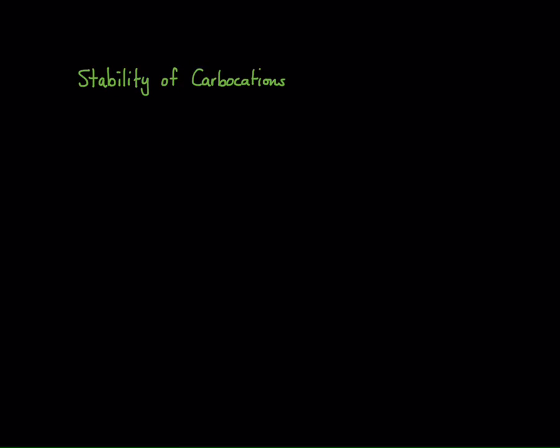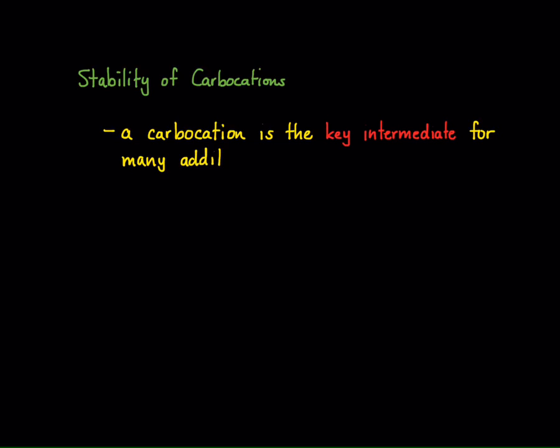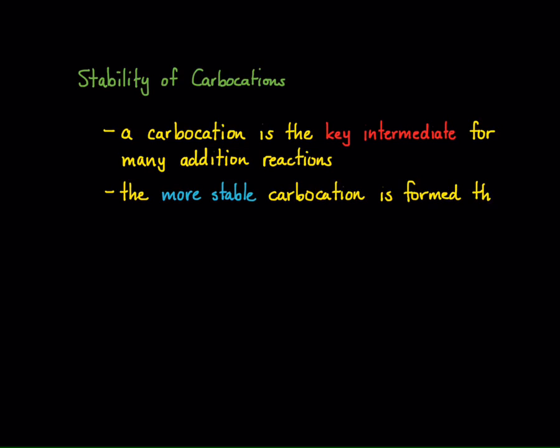In order to understand a lot of addition reactions to alkenes, we have to understand the stability of carbocations and where that stability comes from. And the reason for this is simple, because a carbocation is the key intermediate for most of these addition reactions, okay? So we have already seen carbocations, and we see that the more stable carbocation is formed the fastest, and it also dictates the product formation.